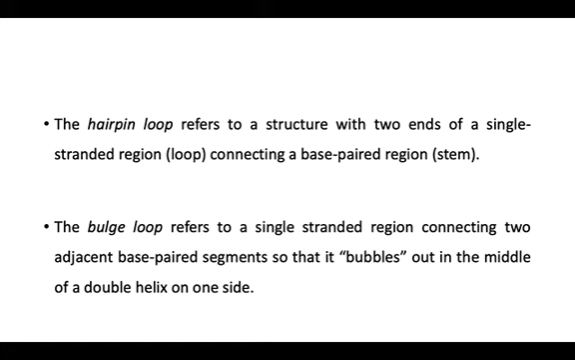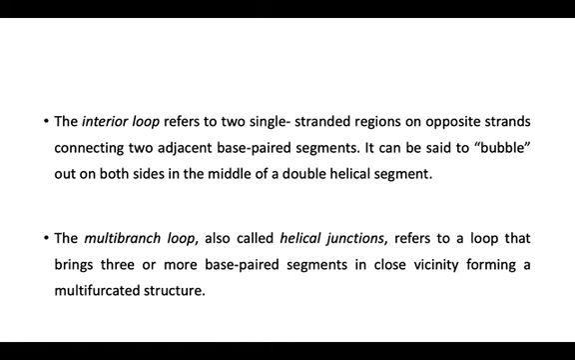So, what is the hairpin? So, different elements of the secondary structure. So, hairpin loop refers to the structure with the two ends of a single stranded region connecting a base pair region. I will show you this in diagram. The bulge loop refers to a single stranded region connecting two adjacent base pair segments so that it bubbles out in the middle of a double helix on one side. The interior loop refers to two single stranded regions on opposite strands connecting two adjacent base pair segments. It can be said to bubble out on both sides in the middle of a double helical segment.